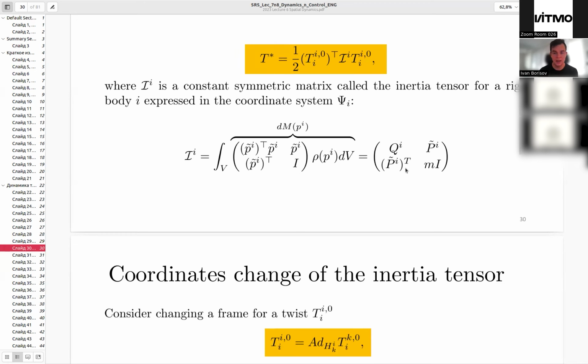So this will be the result. It is a 6 by 6 matrix, and the upper left part of the inertia tensor is related to the angular velocity, and this other part is related to the translational motion. So this is just mass m times the identity 3 by 3 matrix. So it's basically a 3 by 3 matrix where you have m's on the main diagonal.